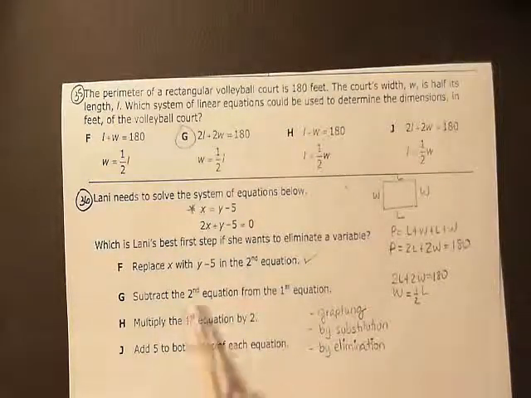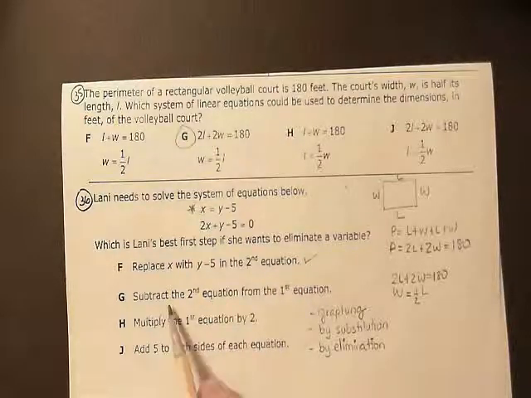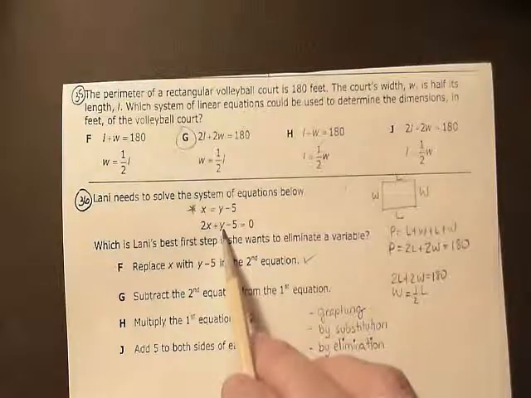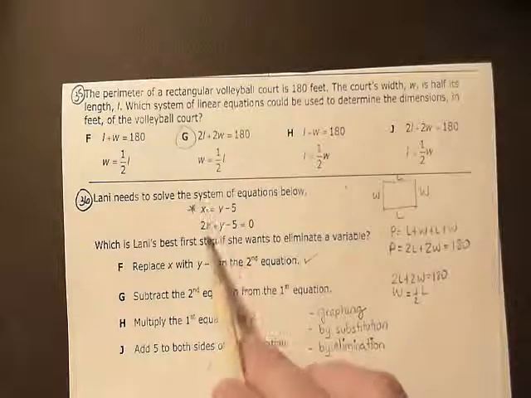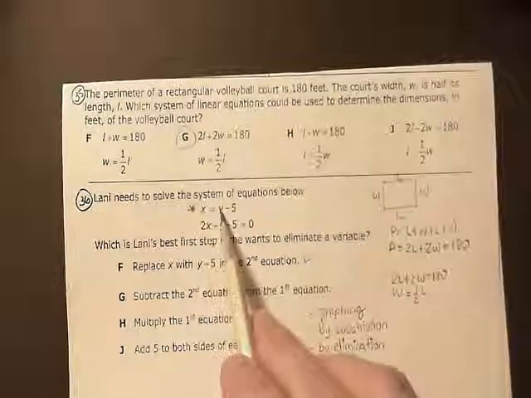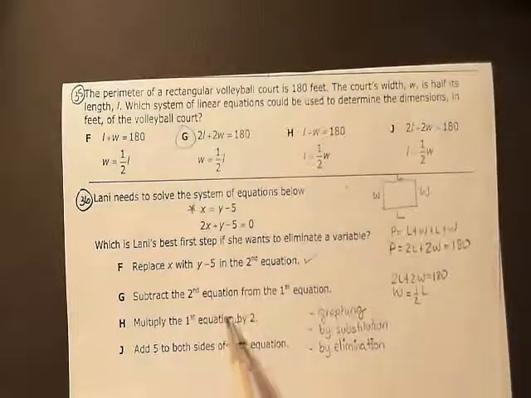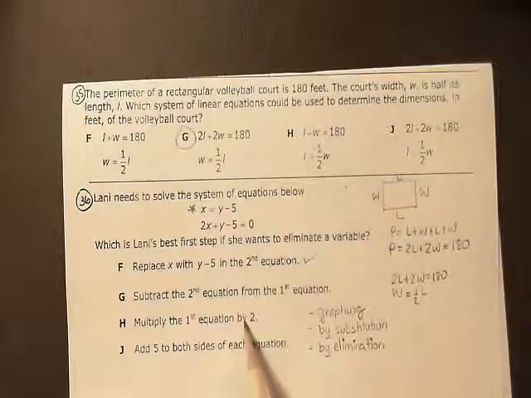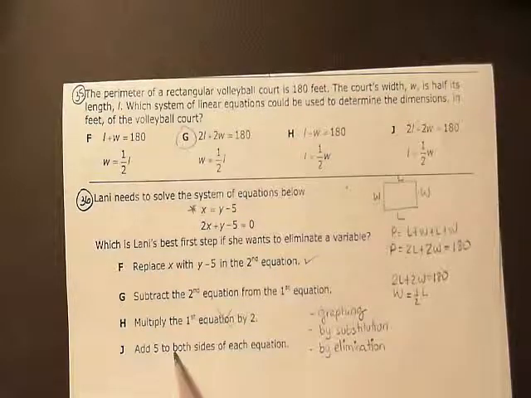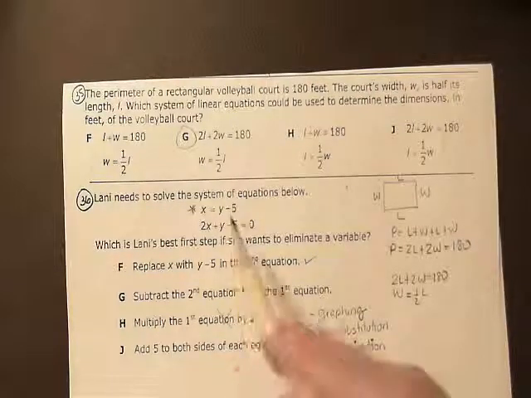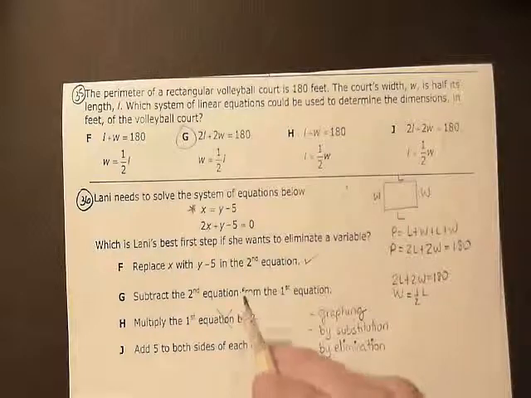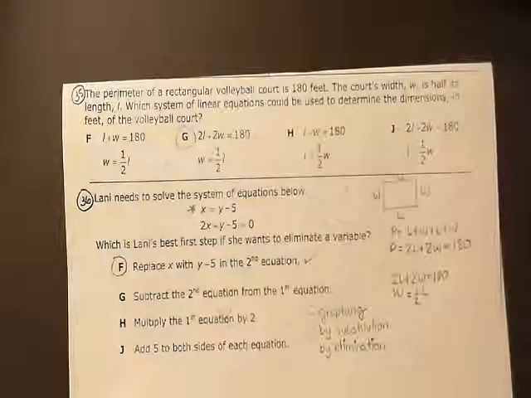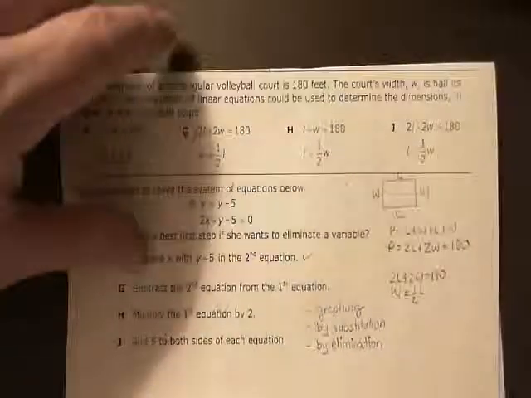Just for the sake of checking, let's go ahead and check the other answers. Subtract the second equation from the first equation. I cannot subtract the second from the first because the x is on one side, the y is on the other side. They would have to line up for me to do that, and that would be system of elimination. Multiply the first equation by the second. Nope, don't do that. Add 5 to both sides to each equation. That wouldn't help anything on both equations. So the best answer is letter F. Okay. Alright, let's go ahead and proceed to problem number 37.